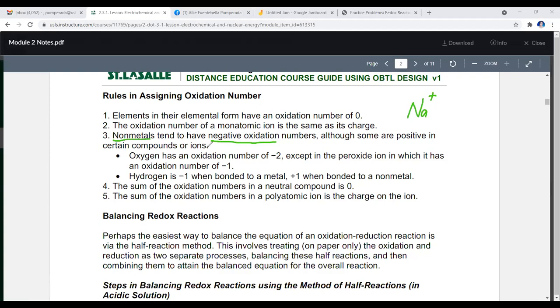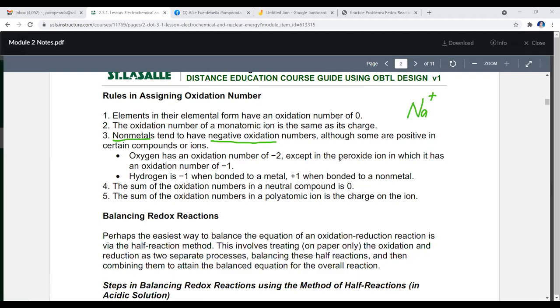Now, take note of this. Oxygen always has an oxidation number of negative 2. This is very easy, except in the case of the peroxide ion, in which it has an oxidation number of negative 1. So, does anybody here know what a peroxide ion is? Most of the time, our oxygen has an oxidation number of negative 2, except when it is in the peroxide form.